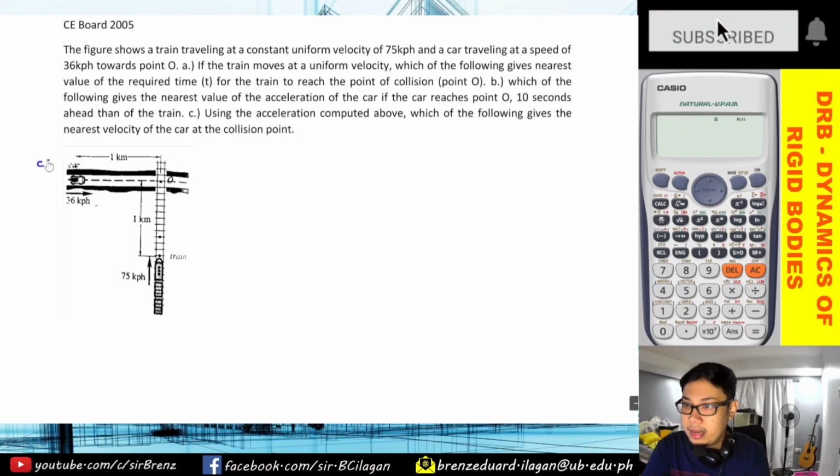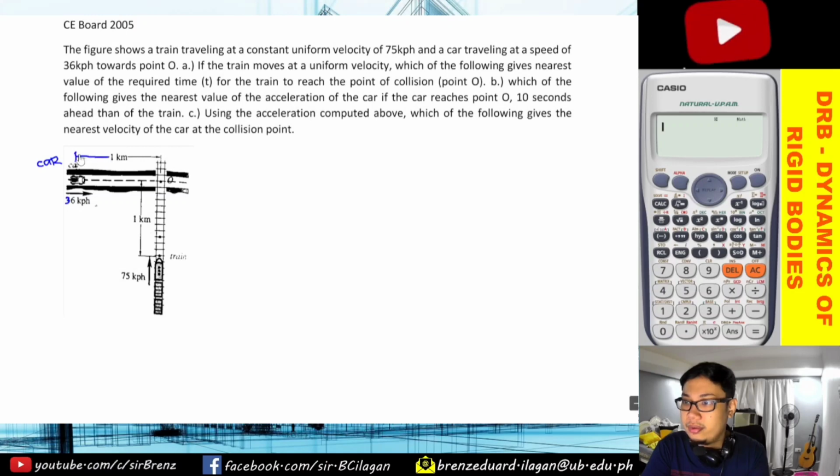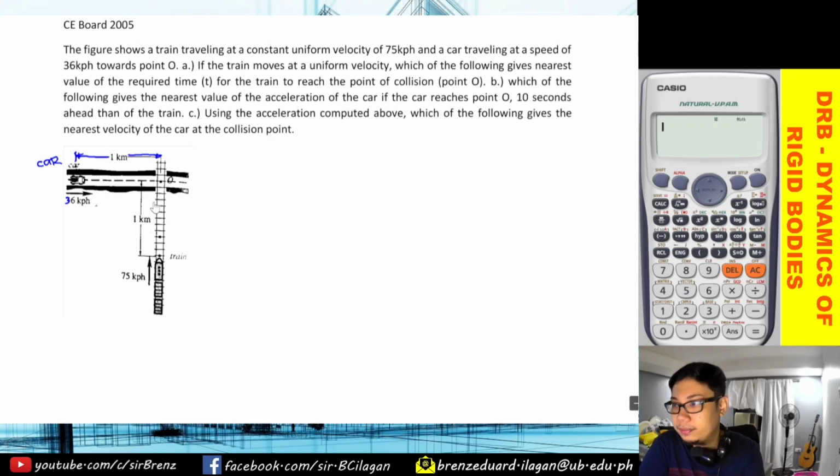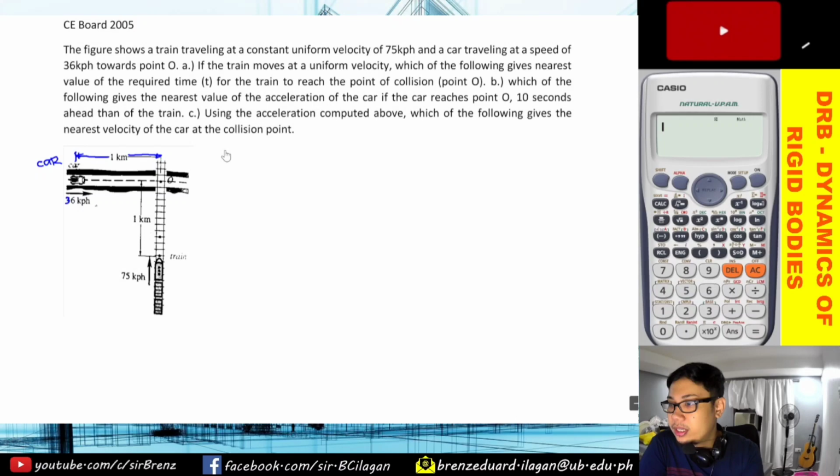Ayan, so medyo malabo lang. So ito si car traveling at a velocity of 36 kilometers per hour. So the car is 1 kilometer away from the point of collision O. While yung train, the train is traveling at 75 kilometers per hour, which is also 1 kilometer away from the point of collision. So ano ba yung hinahanap sa una?